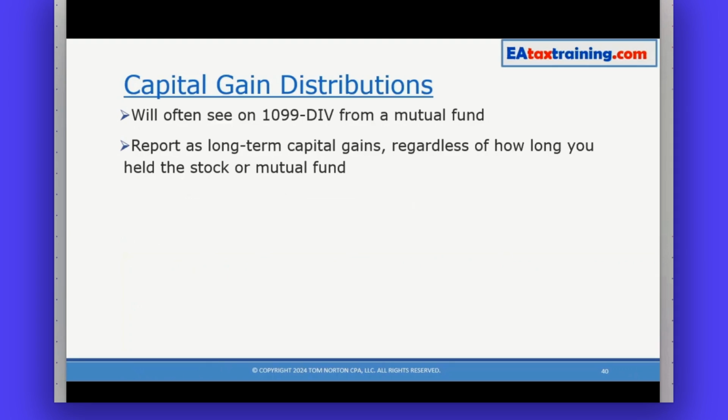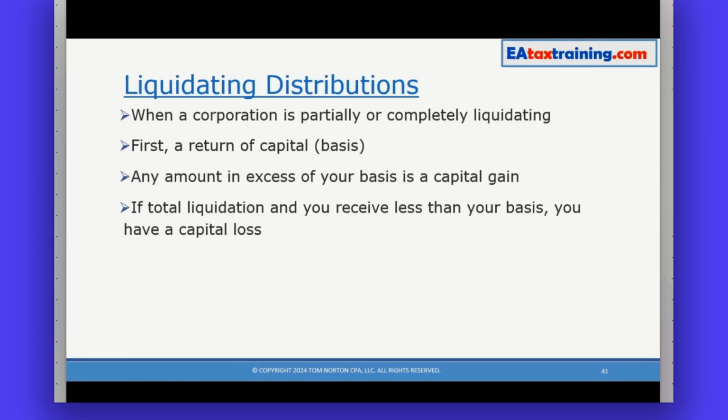So it doesn't matter how long you've held that stock or mutual fund. You don't have to figure out where the mutual fund itself was buying and selling. Maybe some of those were short-term, some were long-term. You don't have to worry about it. If you get a 1099-DIV about a capital gain distribution, you get to treat that as long-term, which means you get the favorable capital gains rates regardless.